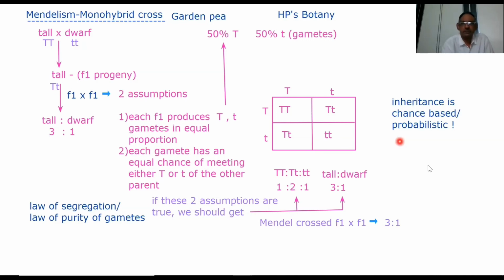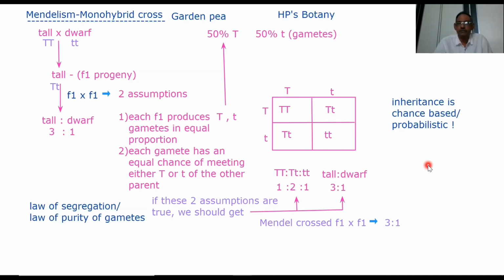Now, this monohybrid cross is often taught as if Mendel was surprised with the 3:1 ratio, as if Mendel stumbled upon this 3:1 ratio accidentally. This is, however, not true. Mendel actually mathematically expected the 3:1 ratio and got this 3:1 ratio. The implication is very, very far reaching. It means that inheritance is chance-based.